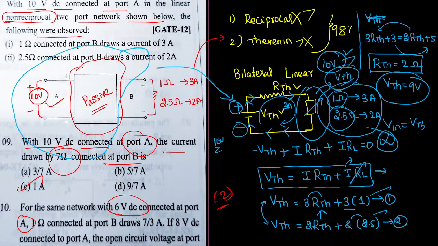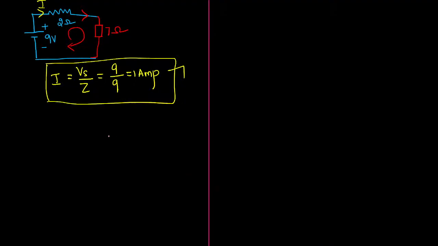For the network with the 6 voltage DC connected at port A, 1 ohm connected at port B draws 7 by 3 ampere. If 8 voltage is connected at port A, then the open circuit voltage at port B is dash. That is the question.